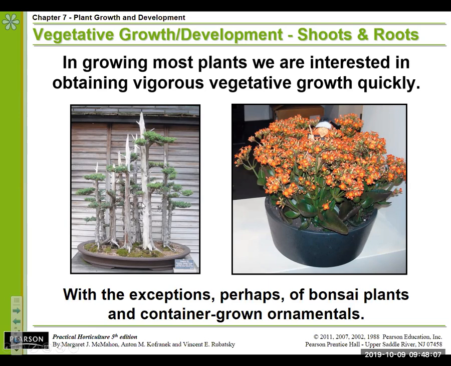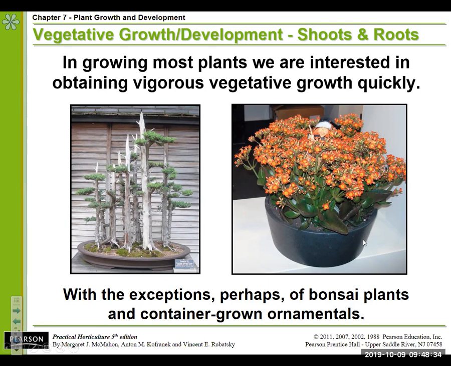On the left, we've got a bonsai, which looks like some kind of cedar. Bonsai is interesting. It's a Japanese technique where they're growing woody plants in shallow containers. They take these plants out of the containers and prune the roots to prevent that vigorous vegetative growth, to look like old trees.